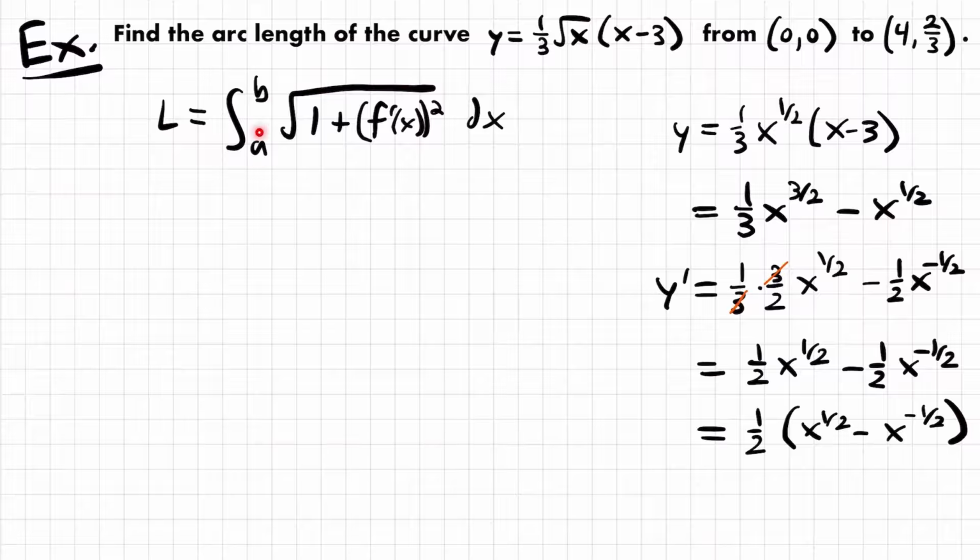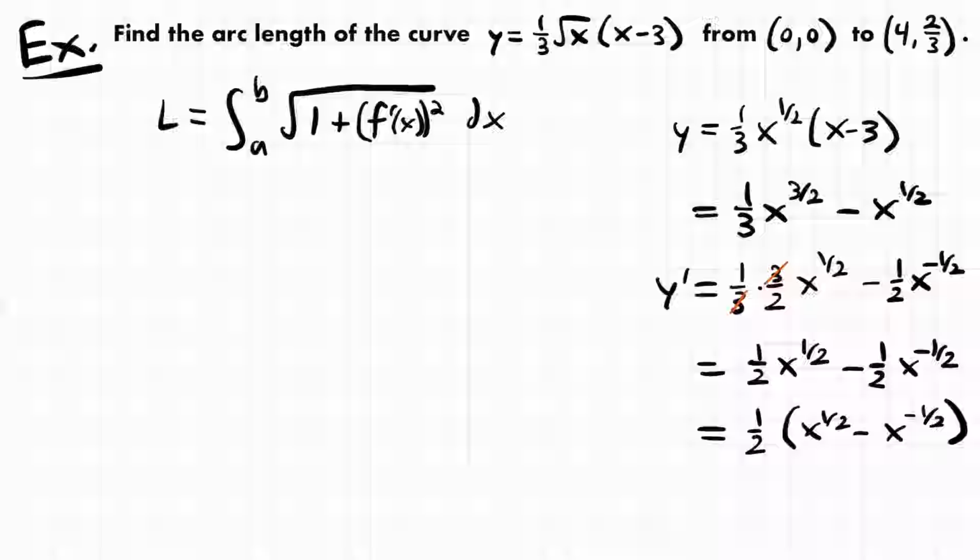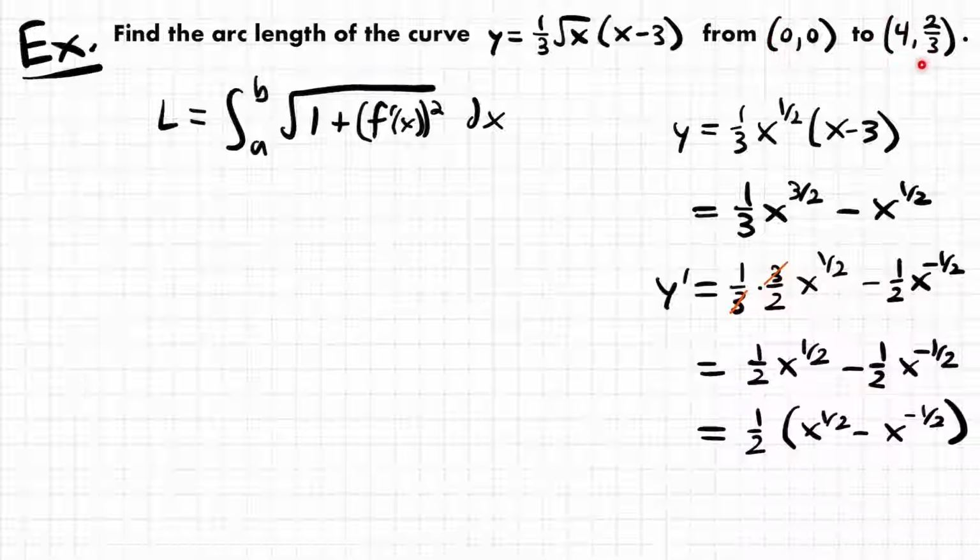Now the only other thing that we need to determine is what are our bounds of integration, right? What are the two values of x that we want to calculate the arc length between? Now we're given 2 points in this case, but since we're working in terms of x, we're only interested in the x coordinates of these points.